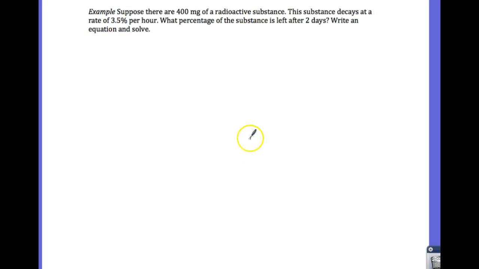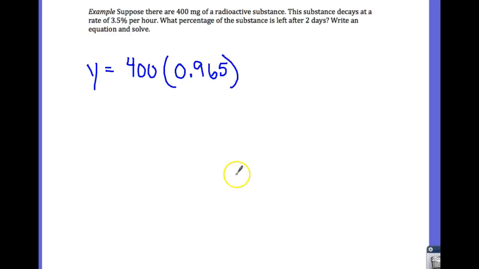So for example, suppose there are 400 milligrams of a radioactive substance. That substance decays at a rate of 3.5% per hour. What percentage of the substance is left after 2 days? Write an equation and solve. So what we're going to do is our initial value, 400 milligrams, and I'm decaying, so losing 3.5%. I have to take 3.5% away from 100%, so I'm left with 96.5%, to whatever our time period is.